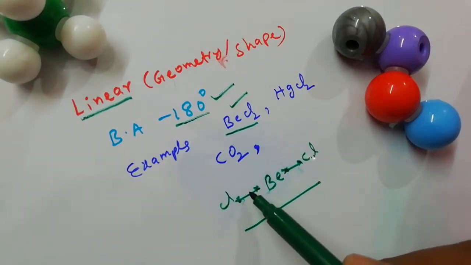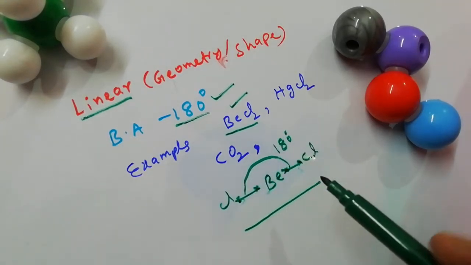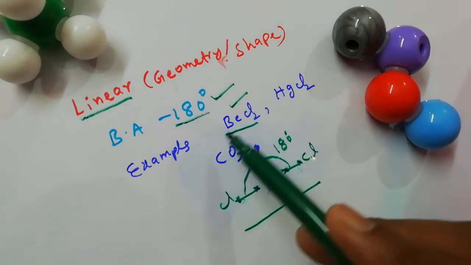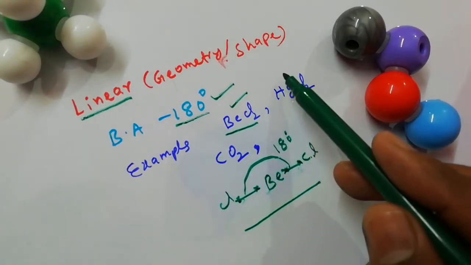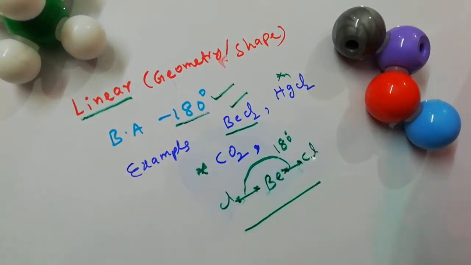And in this, if you look at the bond angle from this bond to this bond, that is 180 degrees. And the examples for this linear geometry are beryllium chloride, mercury chloride, and carbon dioxide. There are many examples. You can see in the next video.